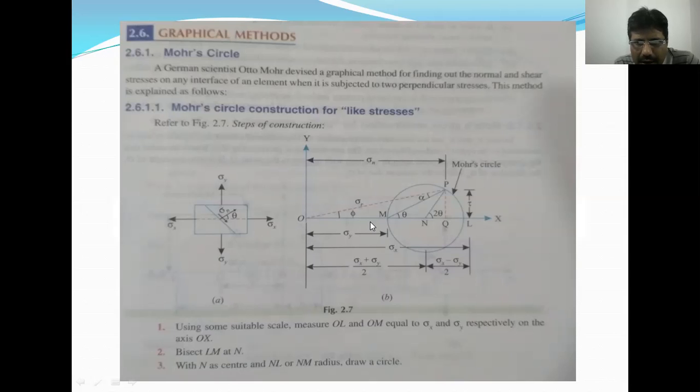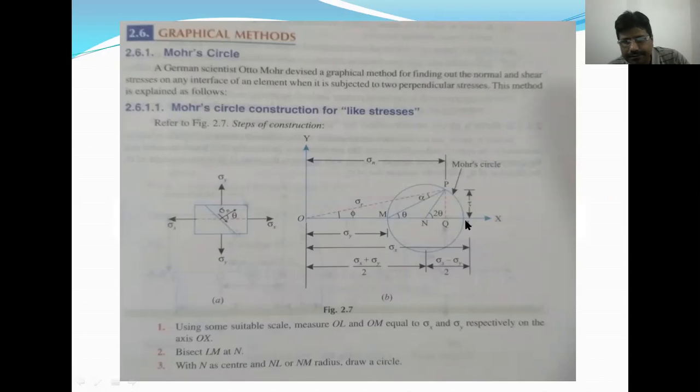We'll choose a suitable scale and we'll find the x and y directions of the coordinate system. Assuming O as origin, we will draw a line equivalent to sigma x in the positive x direction. Again, we are given sigma y, so we will take the direct stress on this scale, the x-axis, and draw sigma y on it. So sigma y is this and sigma x is this.